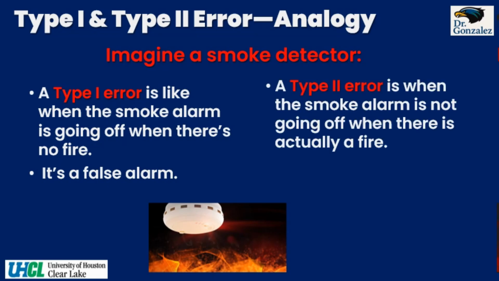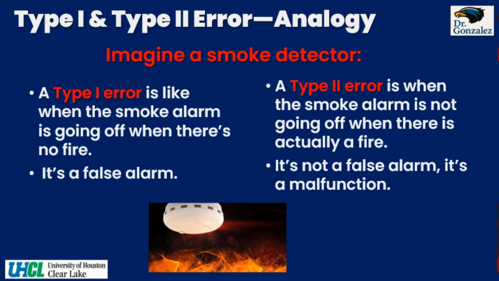The other one, type 2 error, is when the smoke alarm is not going off, but there's actually a fire. So it's not a false alarm, it's a malfunction. And which one of these two things seems to be worse? Well, I don't want to burn up if my smoke detector is not working. Okay?